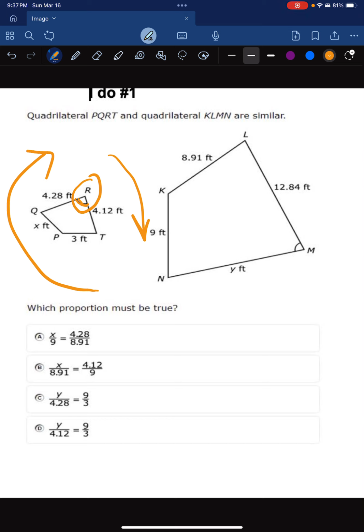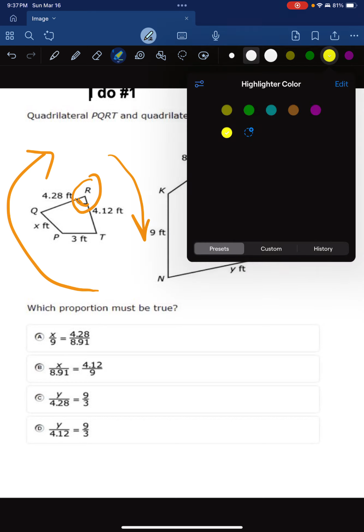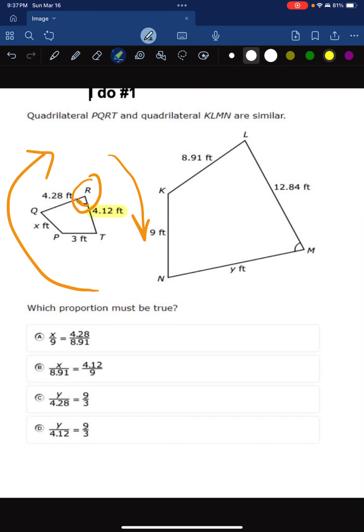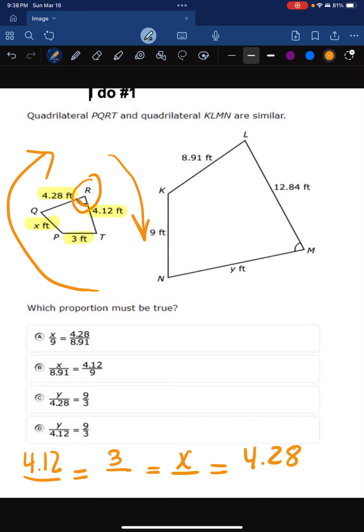like that. Okay, so now what I'm going to do is take the numbers that are on each side of this shape, and I'm going to write them as the numerators in a proportion. So starting right after where I circled: 4.12, 3, x, and then 4.28. If you noticed, we went around the shape, writing every number down.